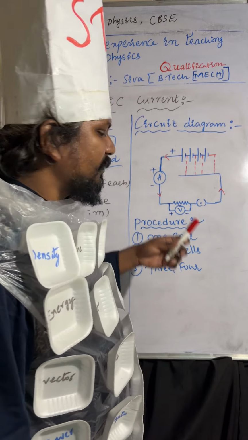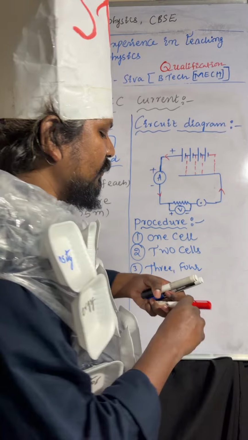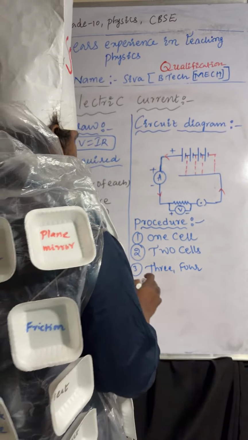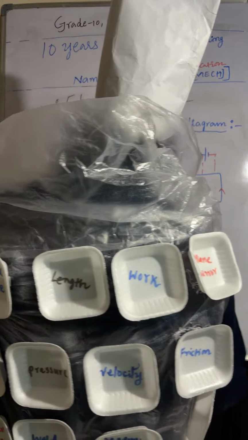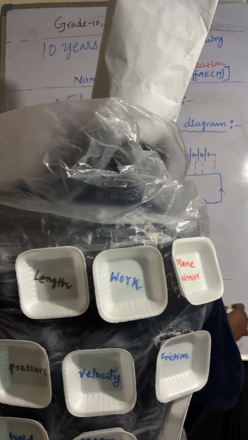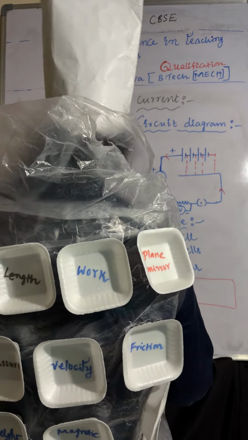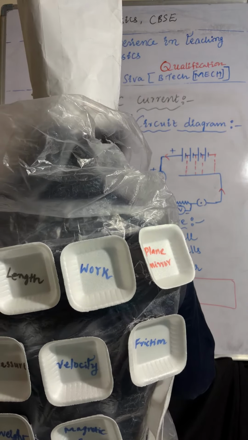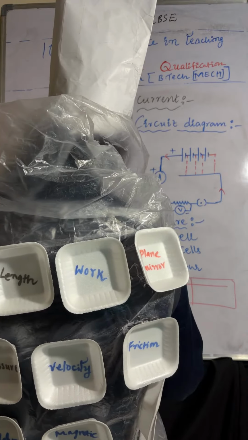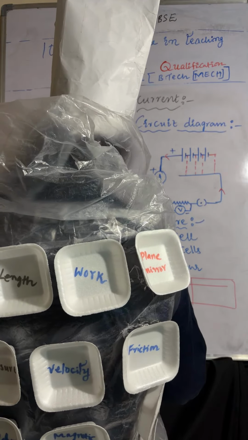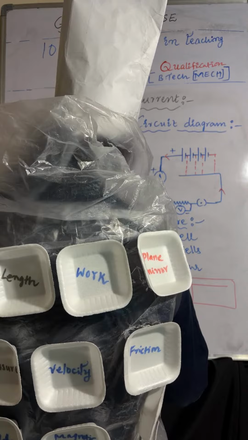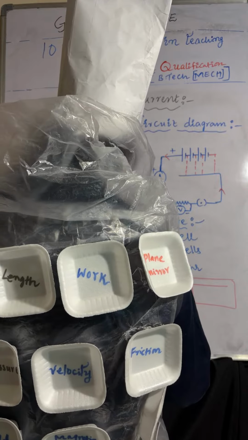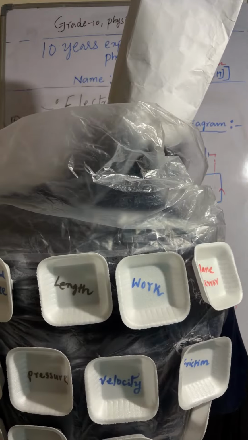Observe the readings of the ammeter and voltmeter, and you have to tabulate all the values. So you have to tabulate here. I am drawing the tabular column. Over here you can see the first column is the serial number, then number of cells, ammeter reading, voltmeter reading, and V by I value. Here, V by I equal to R.